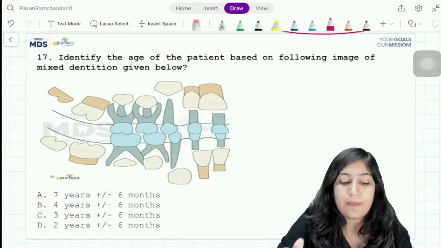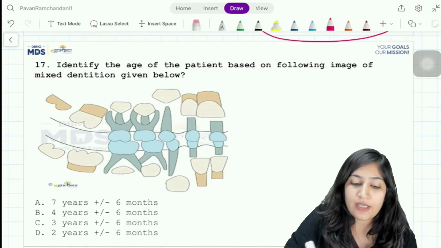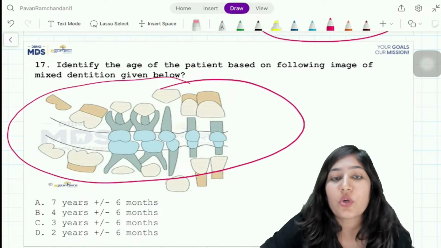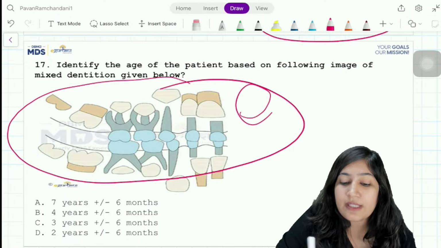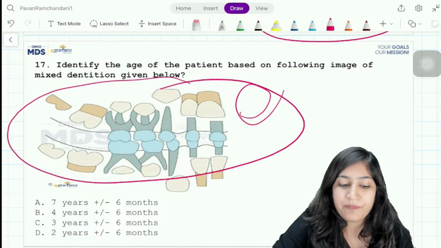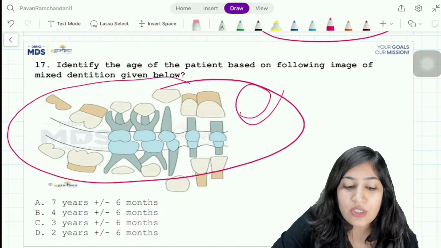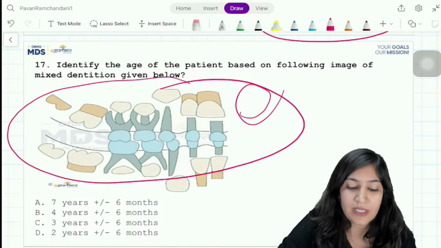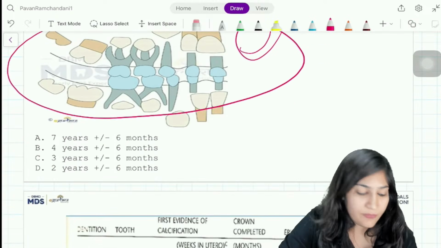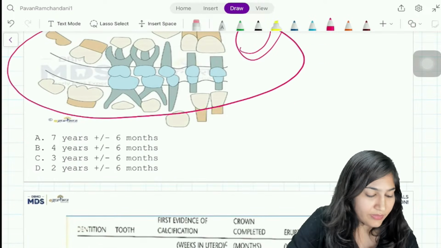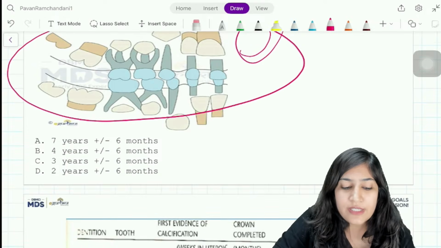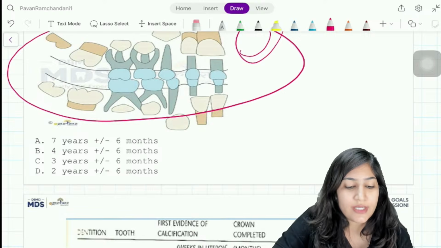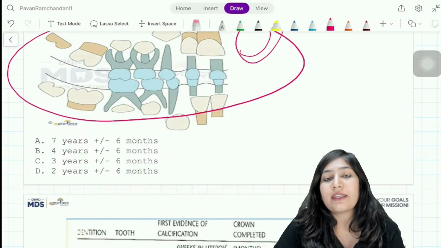Okay. Coming to our next question. So we have an image-based question from Chronology. Mostly this is also a repeat question. This Chronology question definitely comes. Identify the age of the patient based on the following image. Is it 7 years? Is it 4 years? Is it 2 years? Or is it 3 years? What will be the correct answer here?